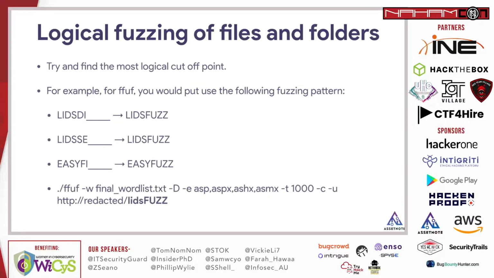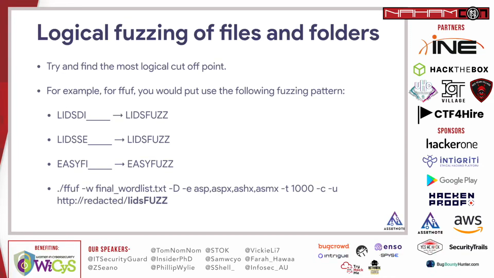If you were using something like ffuf, you can see here that I have transformed these partial folder names into what I would typically be putting into ffuf. You can see that there's LIDS DI, which has been converted to LIDS FUZZ, because I believe that the partial name of the folder is LIDS, and then there's something after that that we could discover. And the same goes for LIDS SE. The pattern between the first two is that they both start with the letters LIDS, so I'm going to fuzz everything after those 4 letters. And then you can also see EASY FI, and that's just going to become EASY FUZZ.